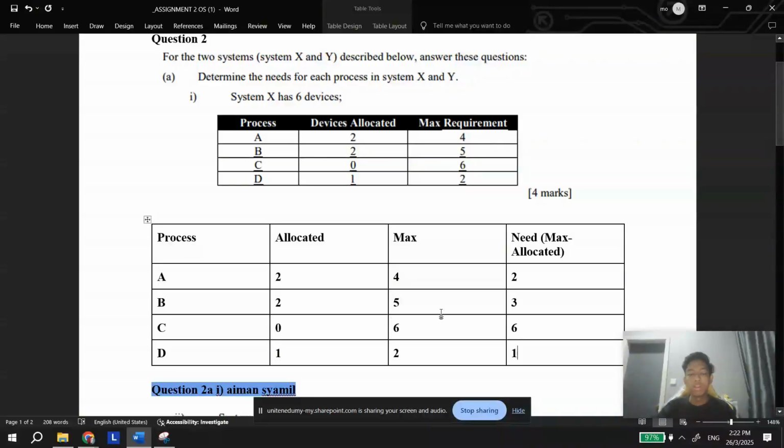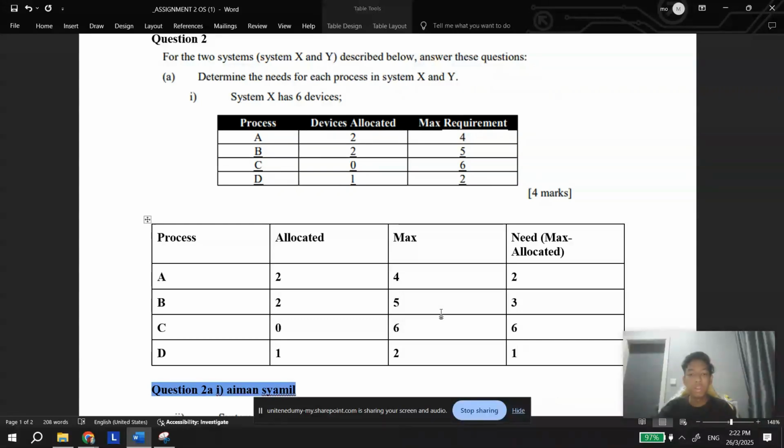Next is question 2A1, which is about system X, which has 6 devices in total. Our task here is to calculate the need for each process, and the formula that we use is need is equal to max requirement minus allocated. So let's go through the processes one by one.